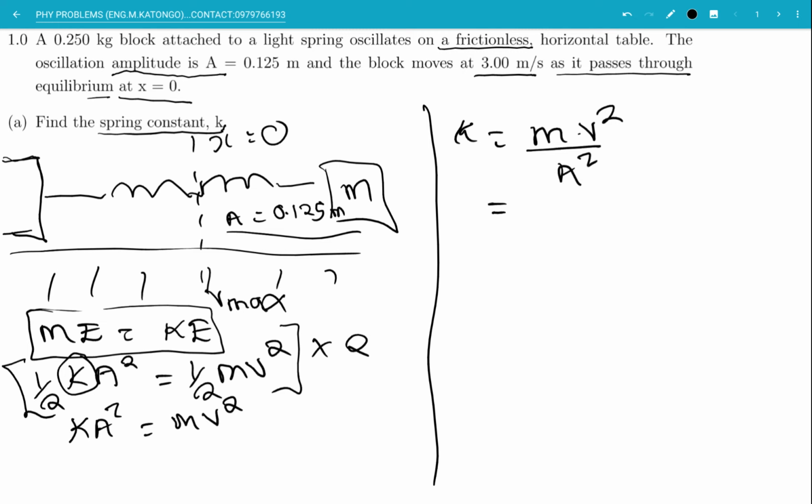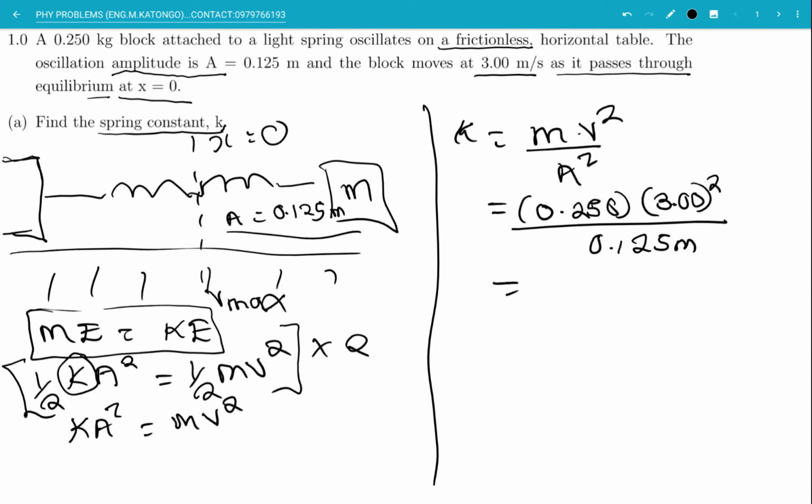We can do our replacement in here. We already have our mass being equal to 0.250 kg, and the velocity is practically given as 3 meters per second. And we have our amplitude being 0.125 meters. If we do our computation, we'll have our spring constant being 144 Newton per meter.